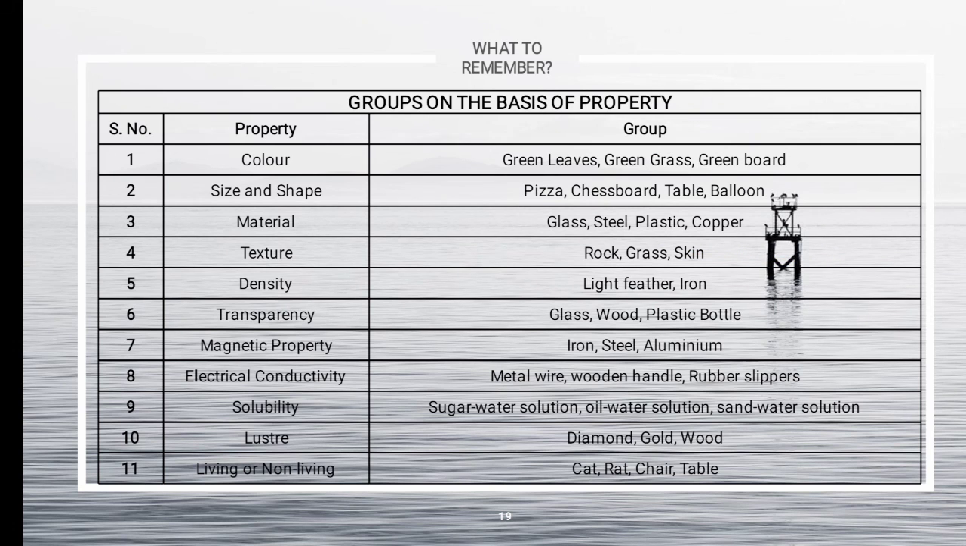So that would be it. What you need to remember for this chapter are the groups on the basis of their properties, the same table that we discussed in the beginning. If you remember this, it would be easier for you to understand and remember the entire chapter, because this will give you a gist of what we discussed.